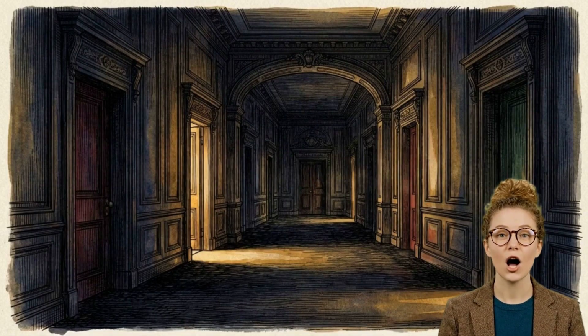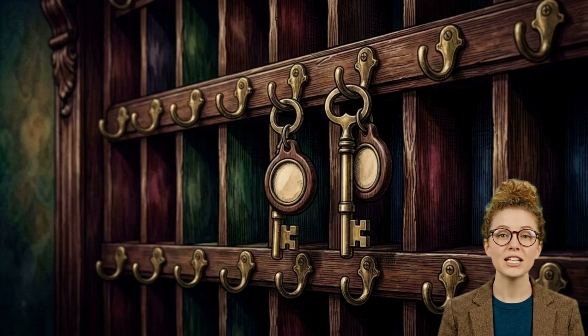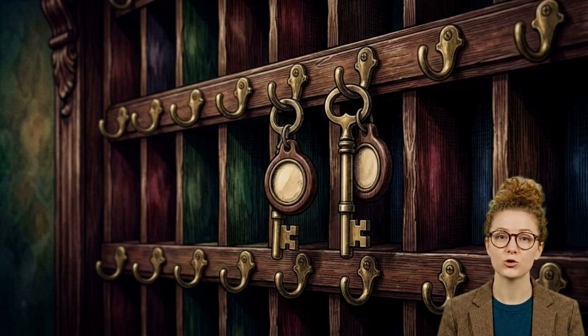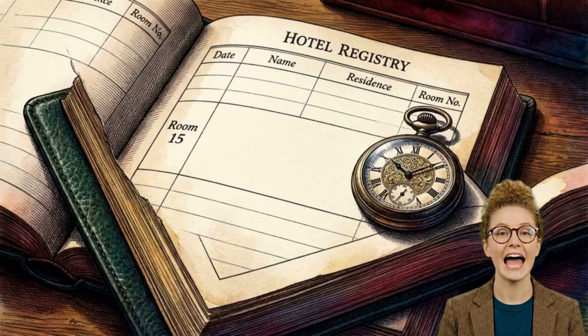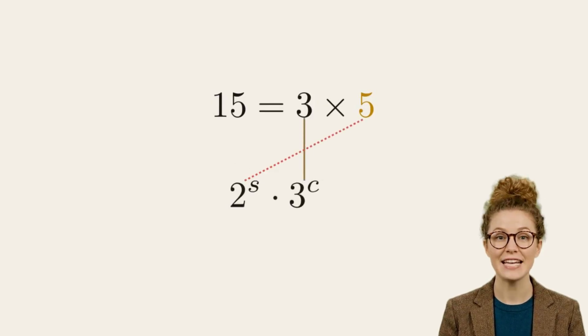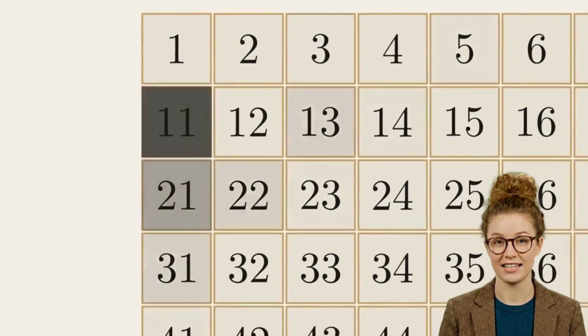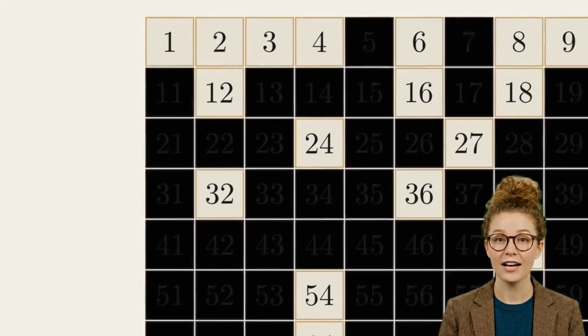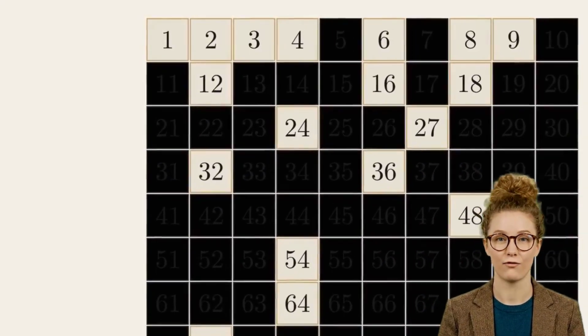By relying solely on primes 2 and 3, we are leaving the vast majority of the hotel empty. If we check the registry for room 15, we find it has no occupant. The number 15 is the product of 3 and 5. Because our formula only uses powers of 2 and 3, a room that requires a prime factor of 5 is mathematically unreachable. This gap isn't an isolated case. Every room number that includes any other prime, like 5, 7, or 11, remains a void.